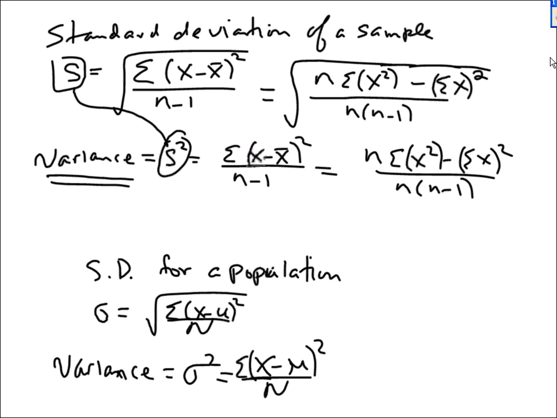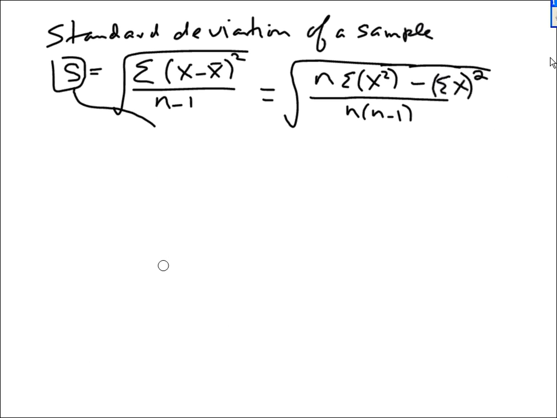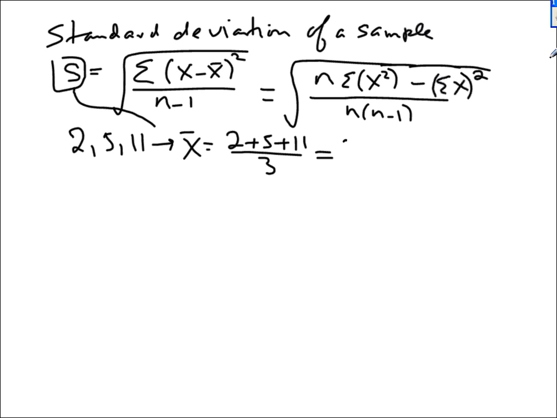Okay, so I'm going to give you some data. I'm going to ask you to find the standard deviation and the variance. Very simple data. Find the standard deviation and variance for this sample. And the sample is just 2, 5, and 11. So x bar, well, you add them up. You get 18 divided by the three numbers. X bar is 6. Now, we'll use the first formula.